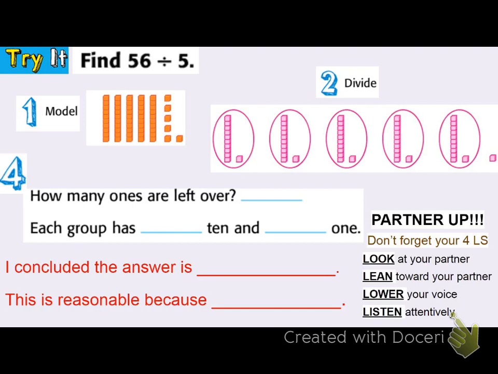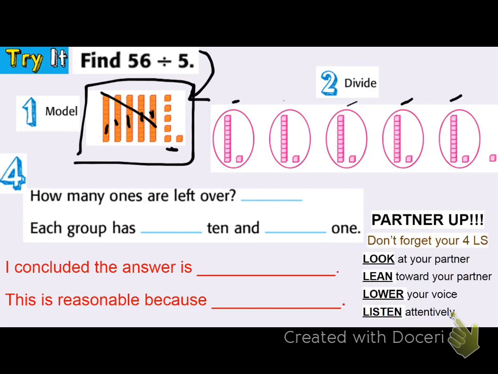It tells me to find 56 divided by 5. Well, I know step 1 is to model. So I draw my model of 56. So 10, 20, 30, 40, 50, and then 6 ones. Okay, well, step 2, divide. I need to divide 56 into 5 equal groups. Well, each group will get 10. And that takes care of those.